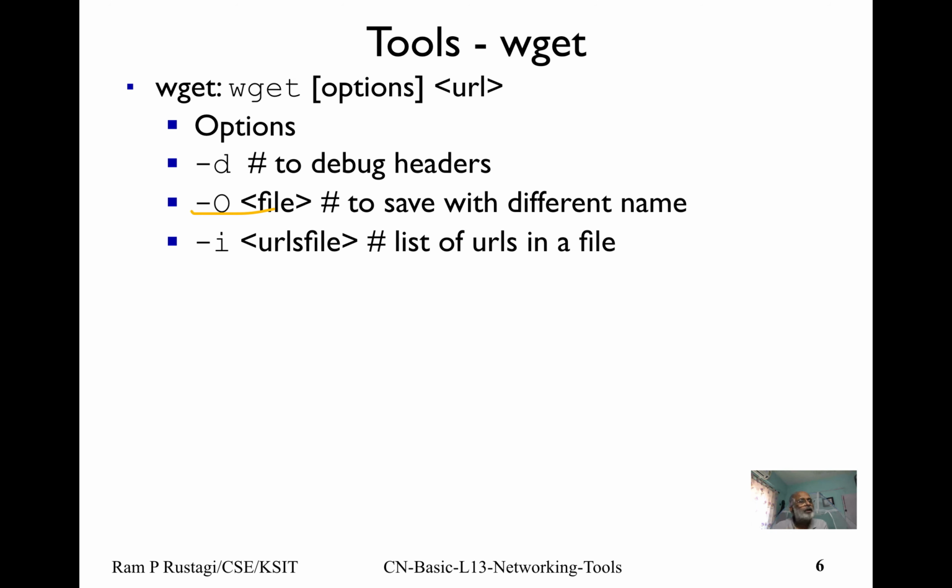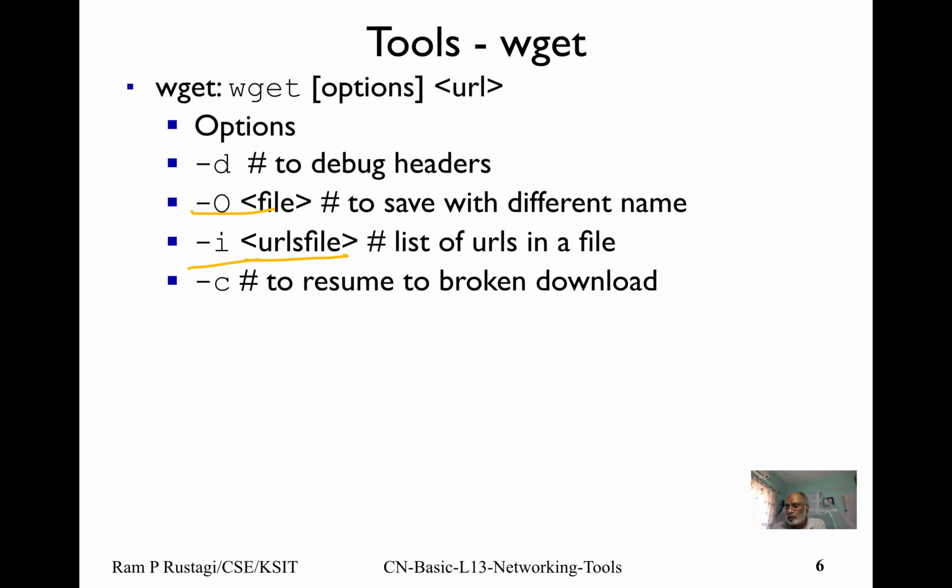If I want to fetch multiple URLs, I can put them in a file and use that file name with -i. It will fetch all those. Let's say I have a slow link or poor quality link and I'm downloading, let's say, a 100 megabyte file, and it breaks down after 40 megabytes, and we don't want to download again and start from the beginning. So if we use wget -c, it will start from the point where it has broken and resume from there. So in that sense, it's very useful when you want to download something on a not so reliable or not so stable internet connection.